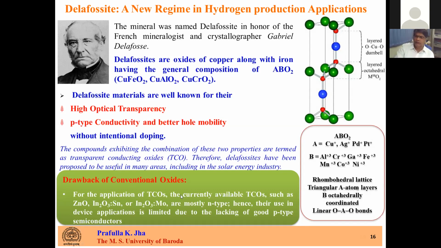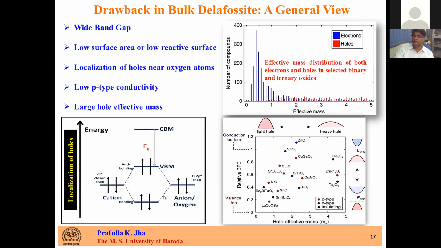However, they have some drawbacks, and that is why we are trying to reduce the dimension. We are trying to apply extreme conditions so that the drawbacks of these materials can be minimized. For the application of TCO, that is transparent conducting oxide, the currently available TCOs such as zinc oxide and tin oxide are mostly n-type. Hence, their use in device applications is limited due to the lack of a good p-type semiconductor. Right? So these are all n-type materials, and they have the limitation.